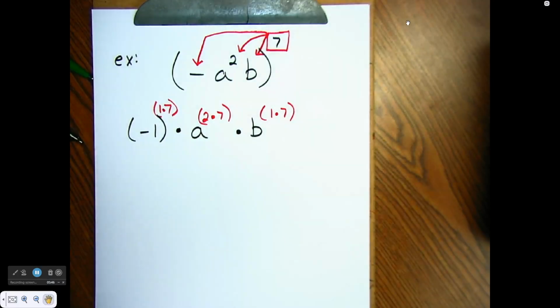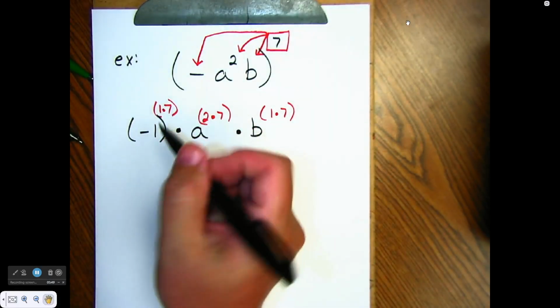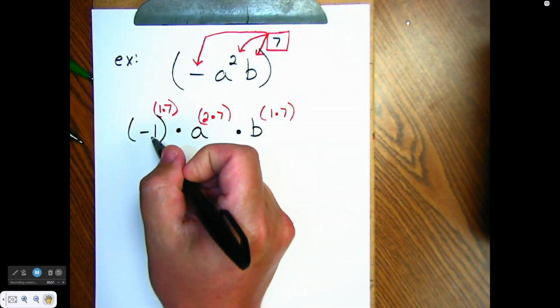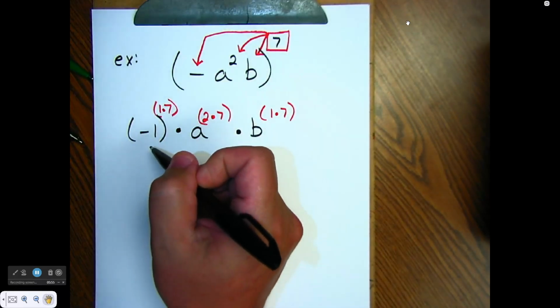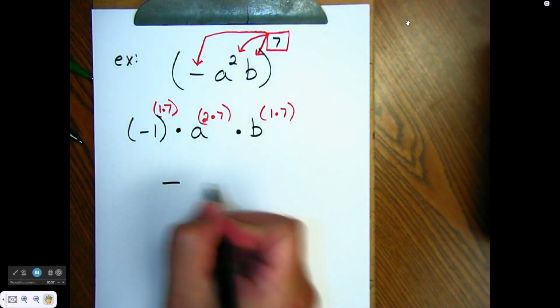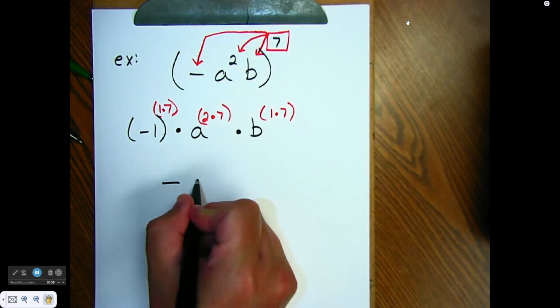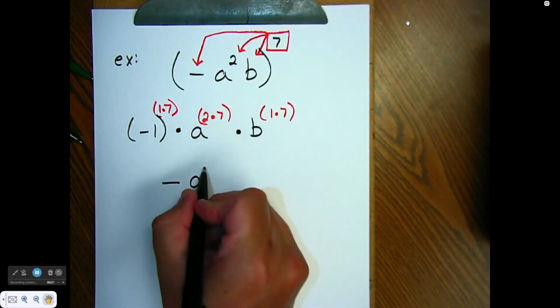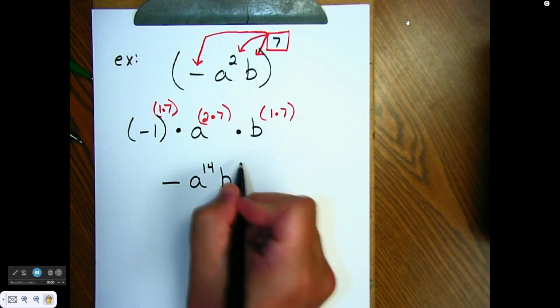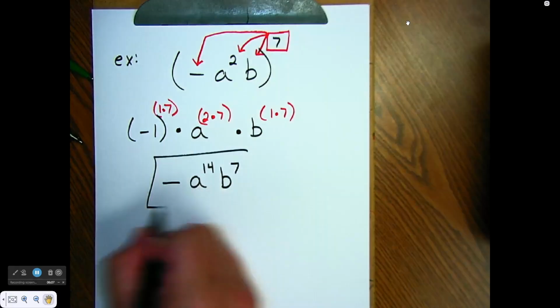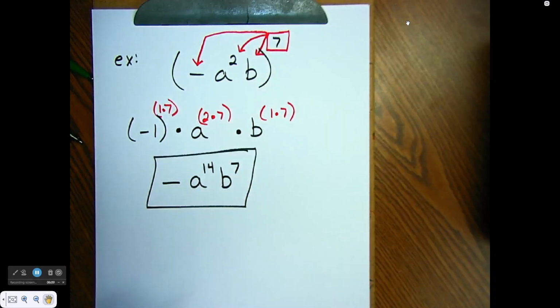Well, we have a negative number to an odd power. -1 times -1 times -1, 7 times, is still -1. So we have -a to the 2 times 7, which is 14. B to the 1 times 7 is b to the positive 7. And that is my final simplified expression.